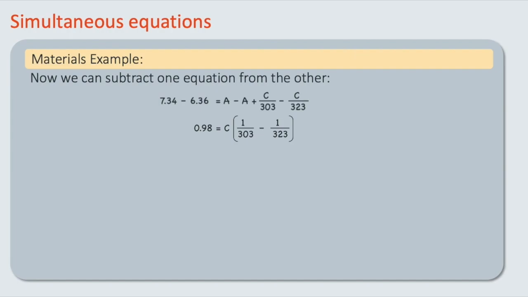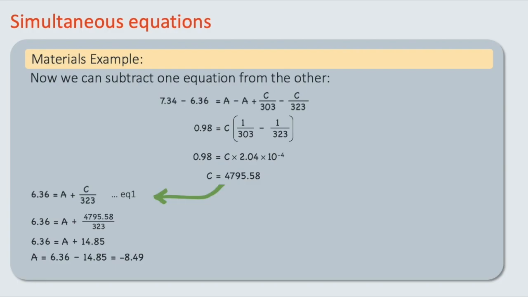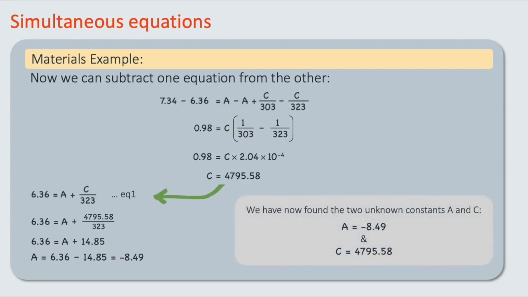And now we can calculate the value for C, which is 4795.58. Consider equation 1. We can insert the value of C into equation 1. We get the value for A, which is minus 8.49 or negative 8.49. We've done it. We have now found the two unknown constants A and C. A is equal to negative 8.49 and C is equal to 4795.58. You can check your answer by putting these values back into the equations.